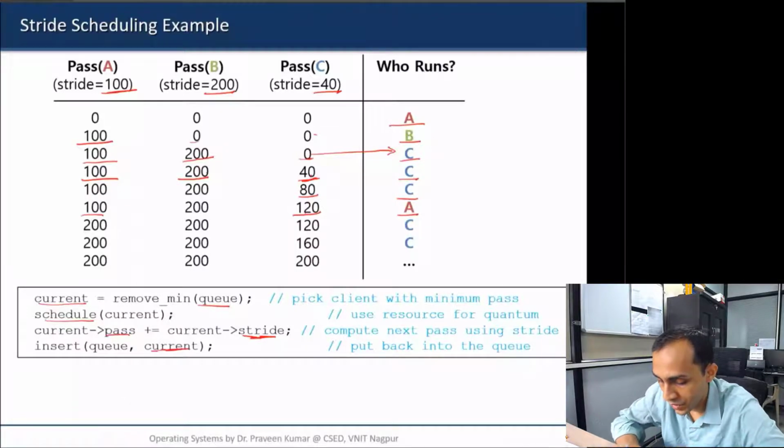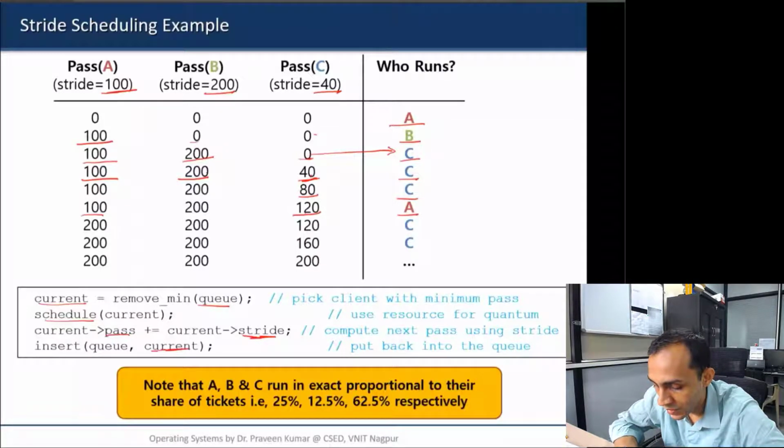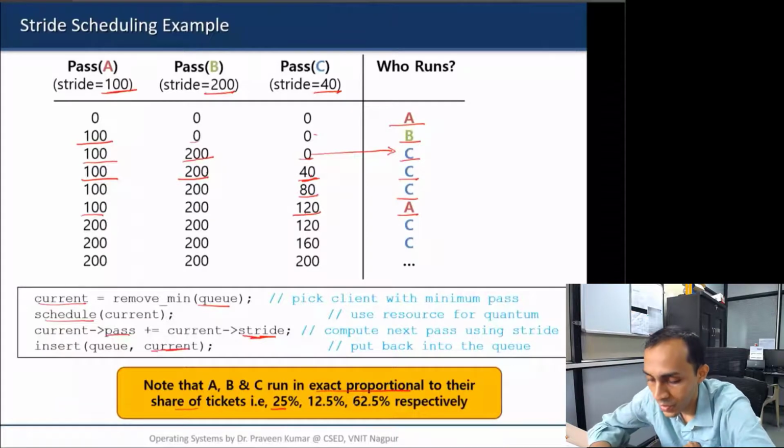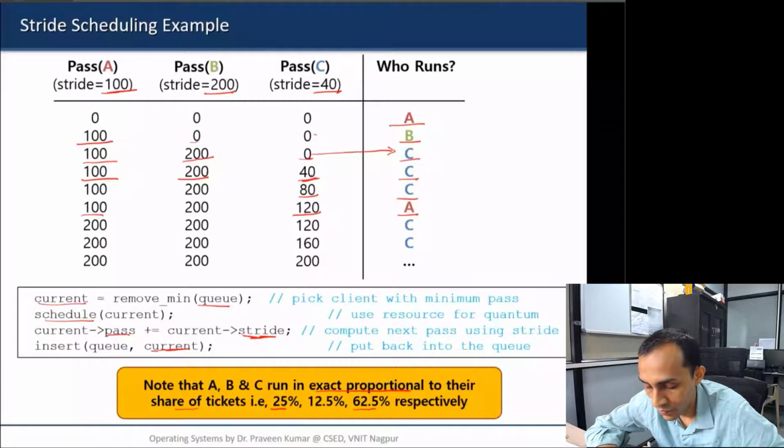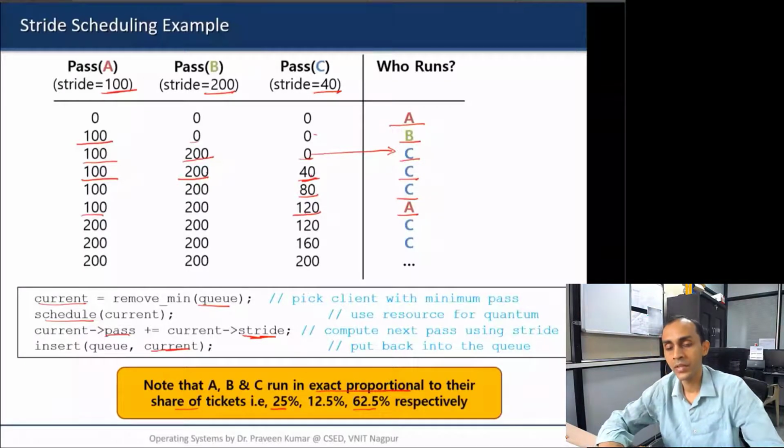And as we can see, they will run in exact proportion to their share of tickets. A had 25% of share, B had 12.5% of share, and C had 62.5% share. If you see the number of times each ran out of the total, you will find that this proportion will be adhered to even on shorter time scales. So any question till this point? Is this stride scheduling clear?